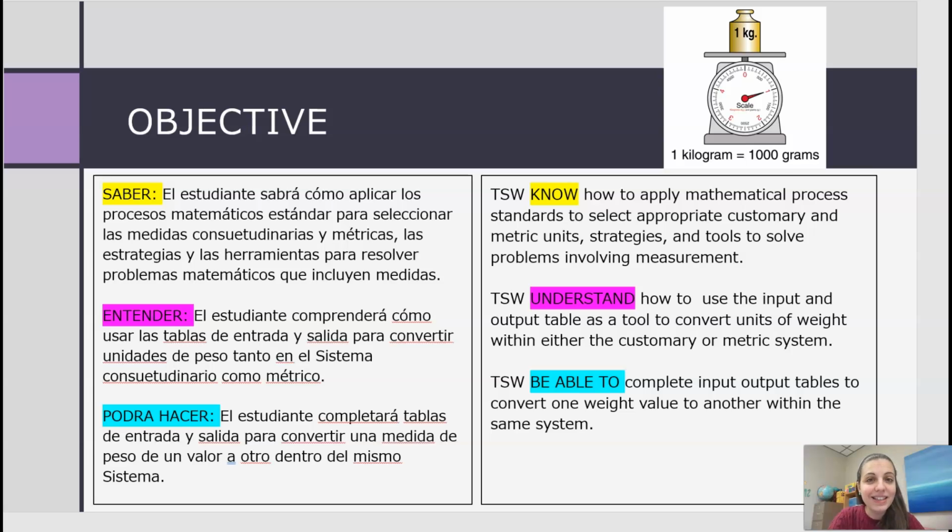Remember that yesterday we were doing some input-output tables, and today we are going to do it as well. Then the student will be able to complete input-output tables to compare one weight value to another within the same system. So we are going to practice, practice, and practice. Let me explain that in Spanish.